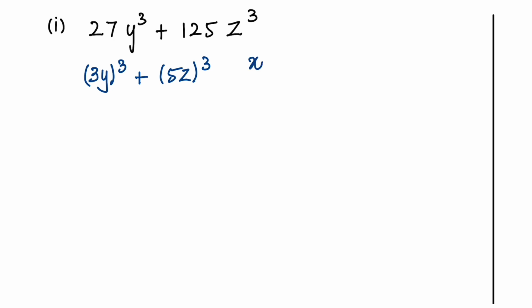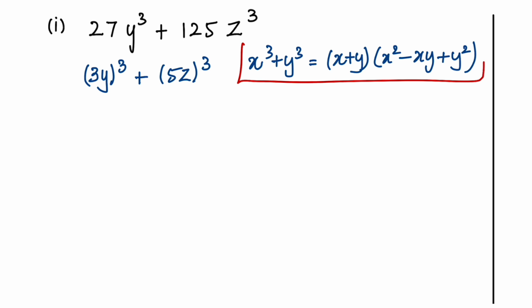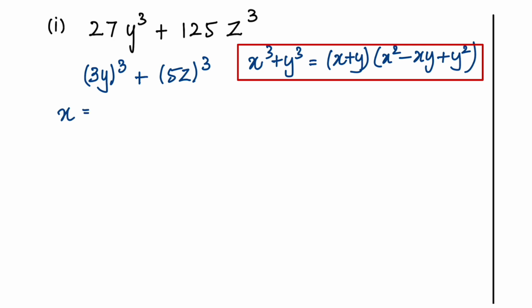So let me just write the identity here. So x cube plus y cube is equal to x plus y into x squared minus xy plus y squared, right? This is the identity. Okay, let me just have it inside a box. Okay, this is the identity and we are going to use this. We are going to straight up apply this. So x is equal to 3y in this case and y is equal to 5z in this case.